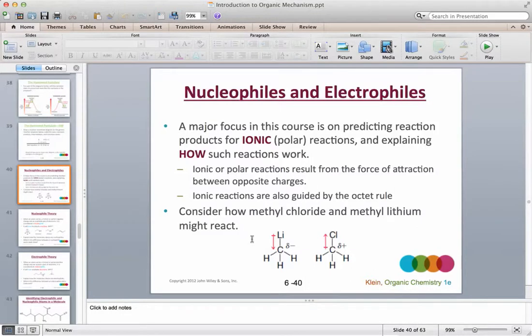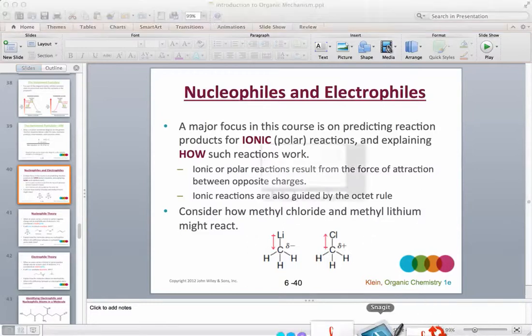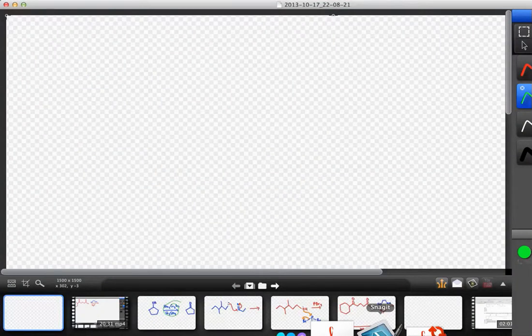So one of the major considerations in organic chemistry is the prediction of products in one major type of reaction class, and that is the polar reaction mechanism, sometimes referred to as the ionic reaction mechanism. What I'd like to do is to just show you a quick example. This will be a substitution reaction example that I am going to provide on the screen.